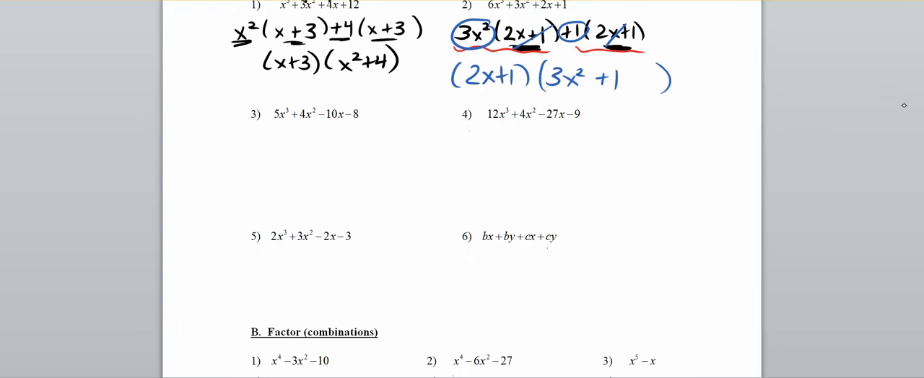Okay, let's look at number 3. Same thing, four terms. Let's go ahead and try our 2-2 grouping. Out of the first two terms, I can't pull out a coefficient, but I can pull out an x squared.